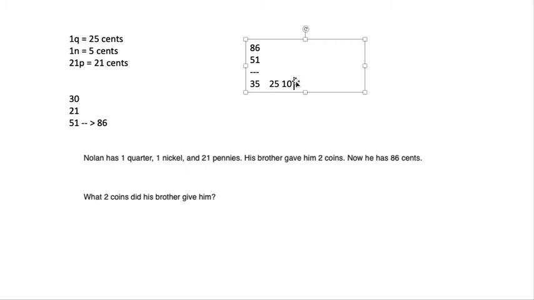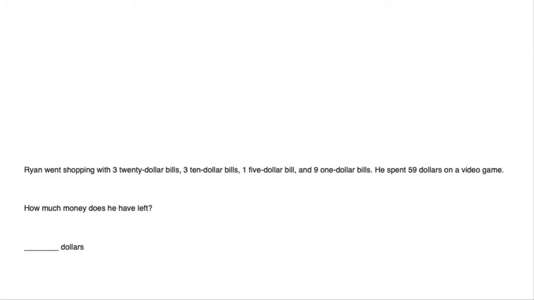So what 2 coins did he give him? Well, he gave him a quarter, 1 quarter, and 1 dime, because a quarter and a dime is 35 cents. Those are 2 coins. That's how much he had when you subtracted how much he has at the end versus how much he had in the beginning.